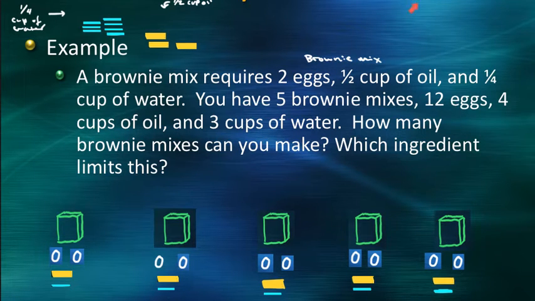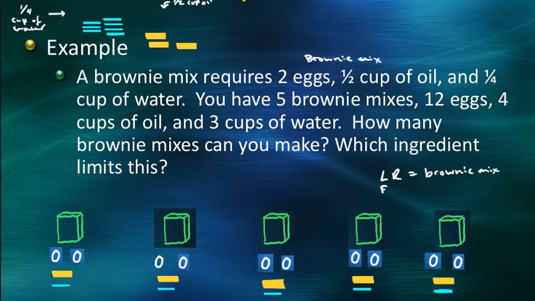I have leftover eggs, leftover oil, and leftover water. The one thing I don't have anything left over of is the brownie mix, meaning that in this particular reaction, my limiting reactant is the brownie mix. If I had a 6th brownie mix, I could grab 2 more eggs, a half cup of oil, and a quarter cup of water and make a 6th one, but I don't have that. And so the brownie mix is the limiting reactant here.